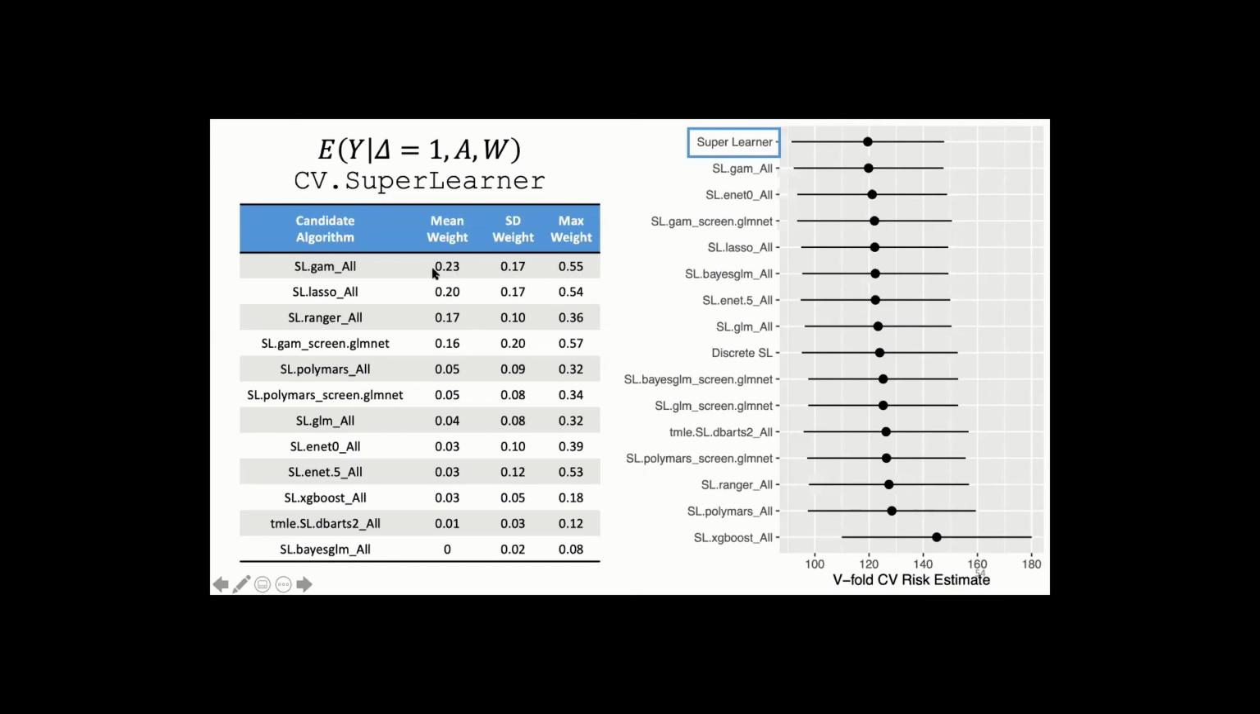And also the lasso was often selected, as well as a random forest. And I didn't include the learners that were given a weight of 0. So this Bayes GLM did receive a weight at some point, just its mean was 0.